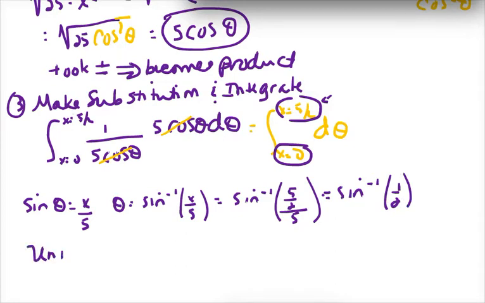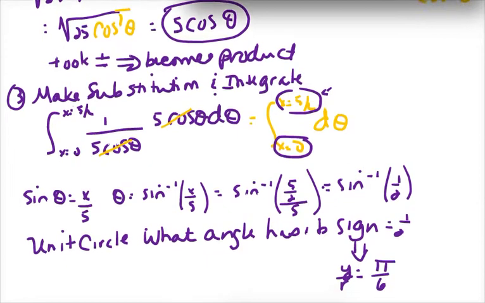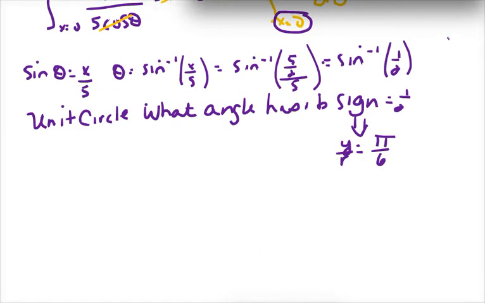Here's where we're using all these different pieces. Here's the unit circle piece. What angle has its sine equal to 1/2? Sine is y over r, so where is y equal to 1/2? It's equal to 1/2 at pi over 6. So that's your upper limit. Let's work on your lower limit.